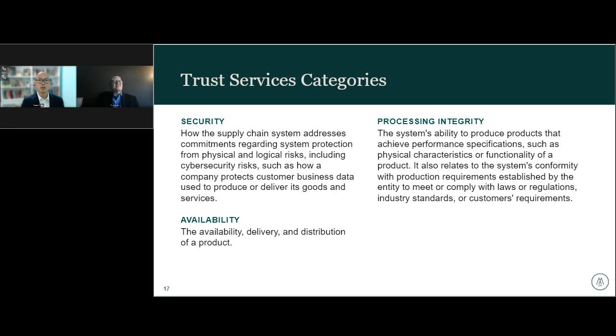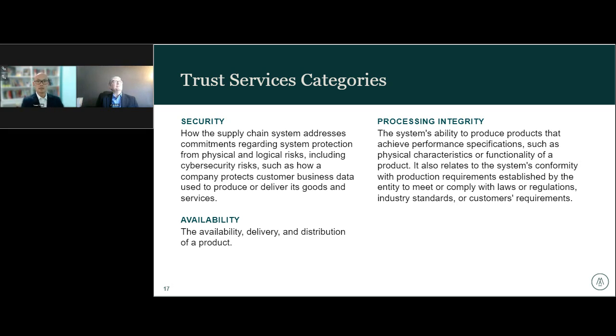The trust service categories that primarily apply in a supply chain situation are really all of them. The first three is security. And if you've looked at a SOC 2 report because of your involvement in compliance or purchasing for your company, you've probably seen this for an IT provider.